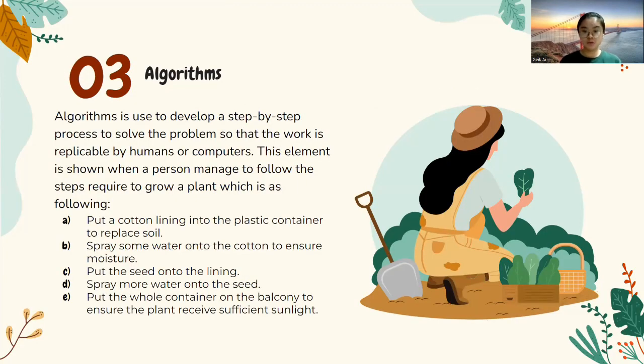Now I'm going to move on to the third computational thinking skill, which is the algorithm. An algorithm is used to develop a step-by-step process to solve problems so that the work is more replicable by humans or computers. This element is shown when a person manages to follow the steps required to grow a plant, which is as follows. You will notice the steps are quite similar to the decomposition skill because these two skills are actually connected, so it's pretty similar.